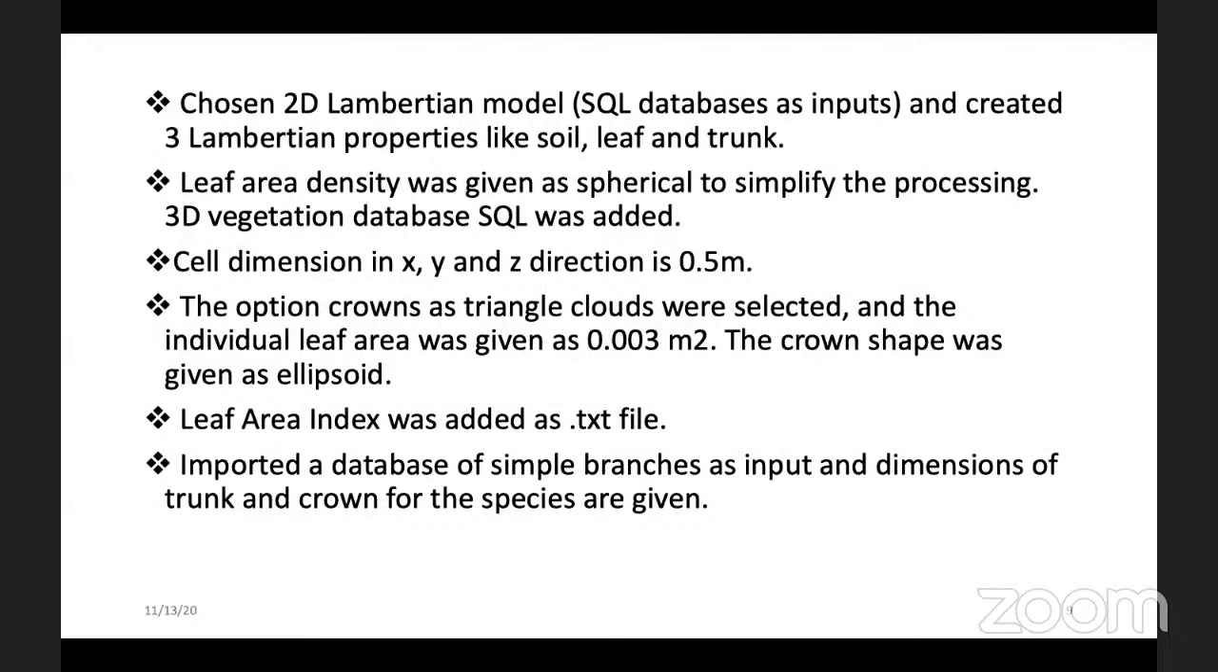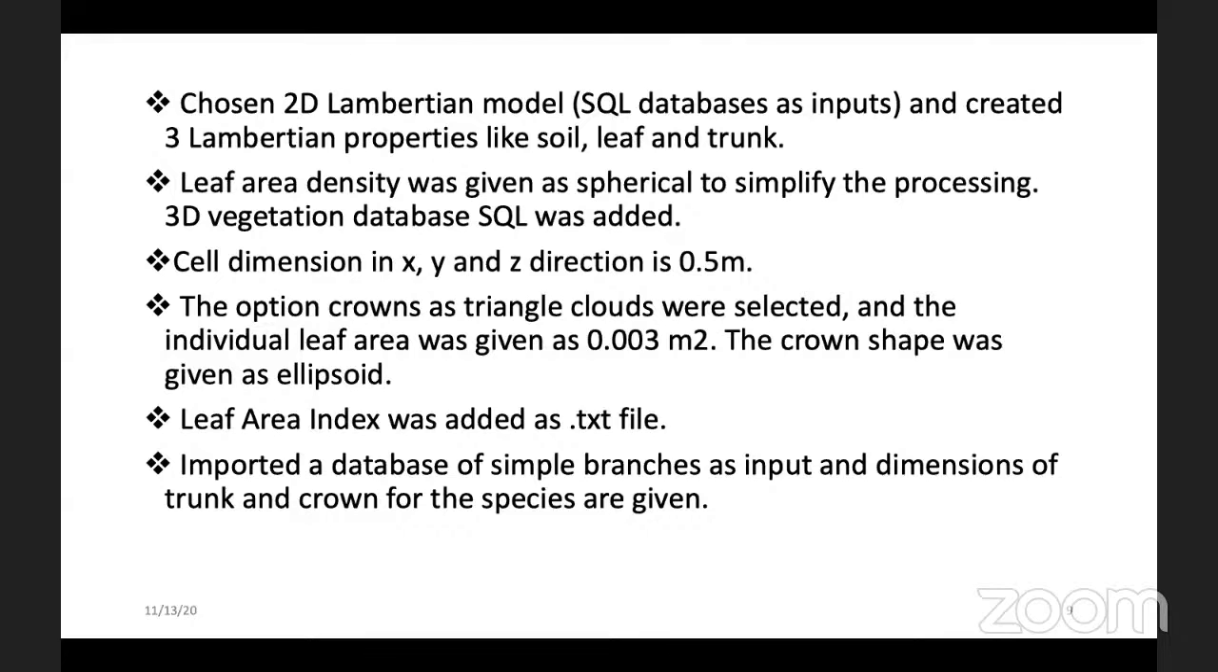And the data for the 2D Lambertian model was also inserted as SQL databases, which are readily available in the DART software itself, and created 3 Lambertian properties: soil, leaf, and trunk. Leaf angle distribution was given as spherical to simplify the processing. And a 3D vegetation SQL database was also added, which is readily available in the software. And as I mentioned earlier, the cell dimensions in X, Y, and Z directions were selected as 0.5 meters.